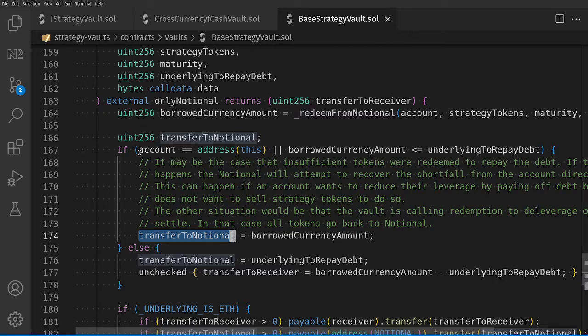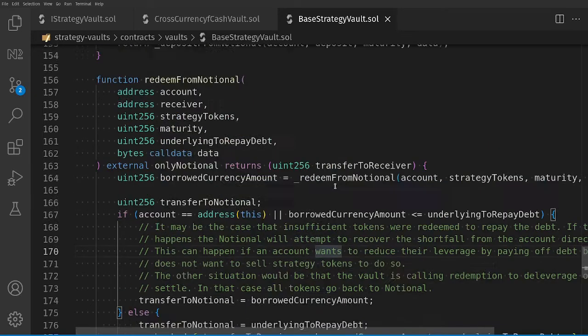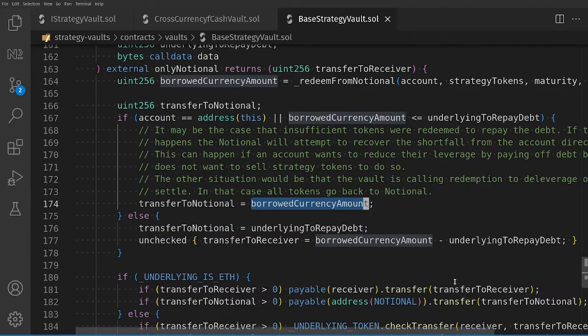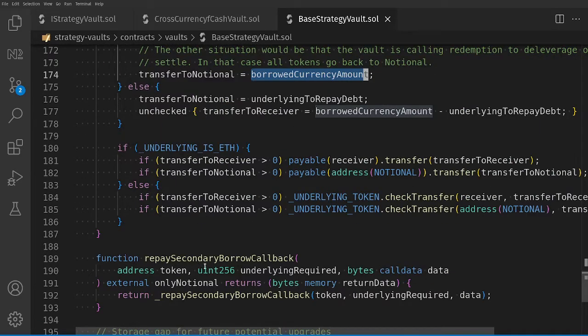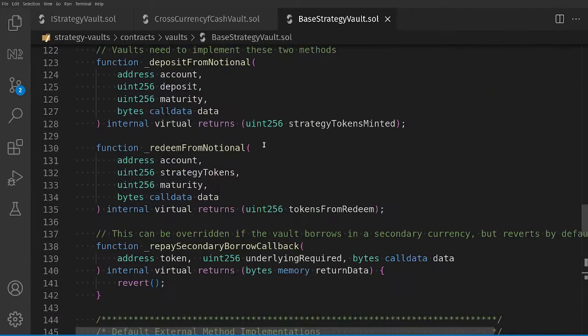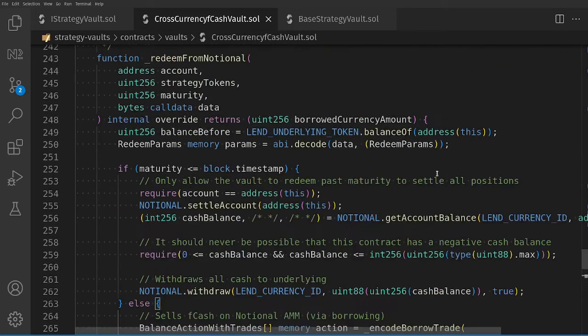The other special condition here is if the account is specified as the vault itself. In that case, what we will be doing is settlement. So during settlement, all of the cash redeemed will go back to Notional and be held as repayment for the vault's debts. So that's just a special condition there. And with that, we'll take a look at the cross-currency fCash vault.